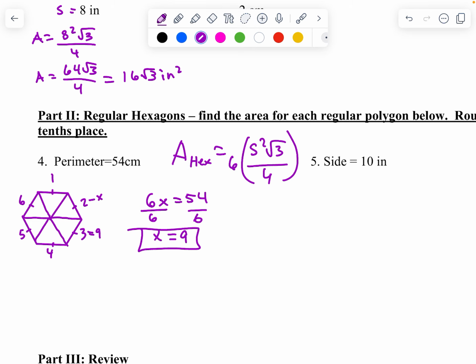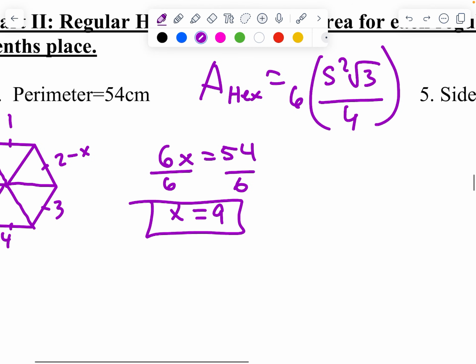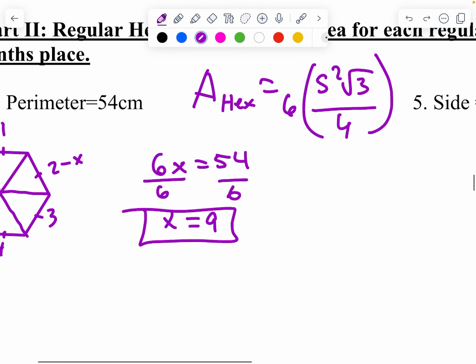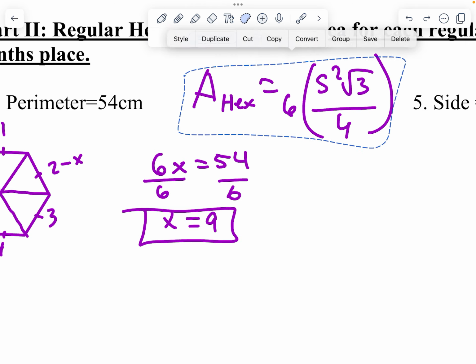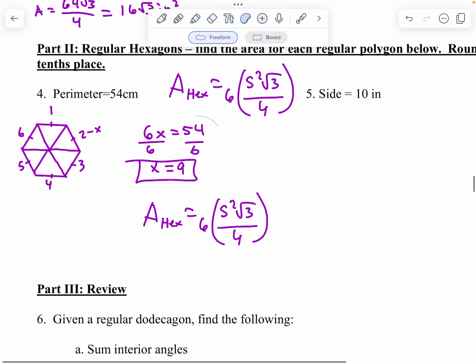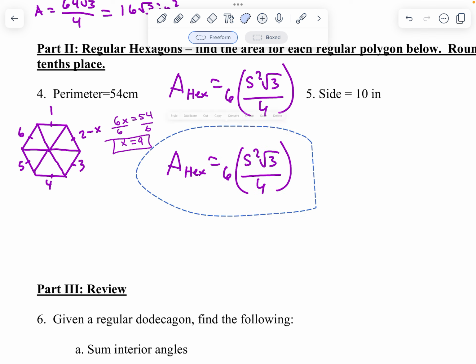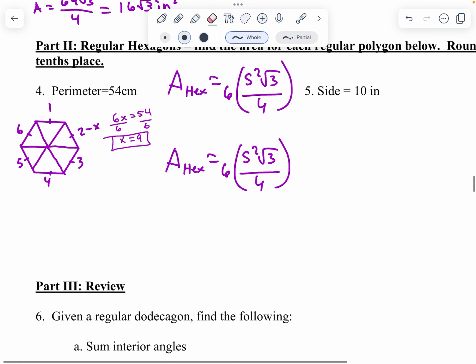I don't want to say 3 is equal to 9, but you know what I mean, right? So let's go ahead and plug in my side length. If my side length is 9, then I'm going to take this formula and duplicate it. And all we're going to do on our side here, let's make this a little smaller, is replace the side length, the S, with 9.